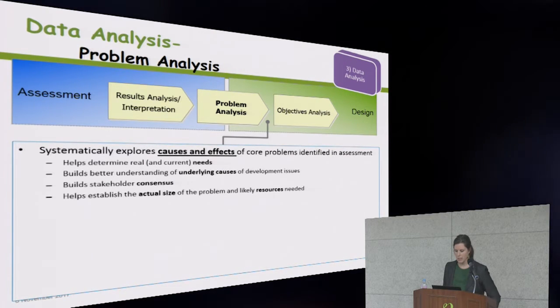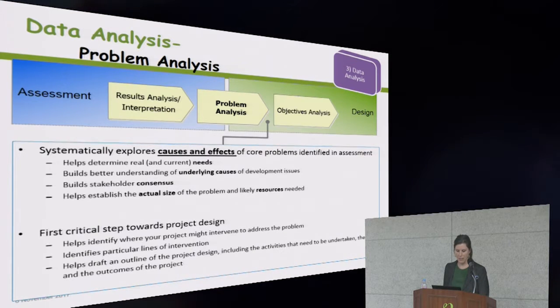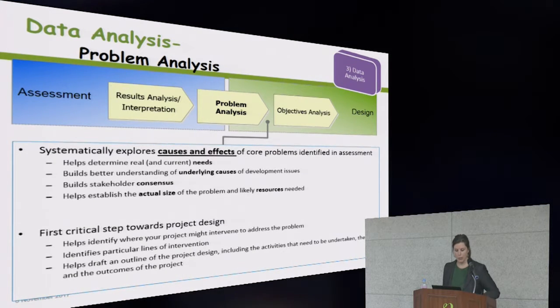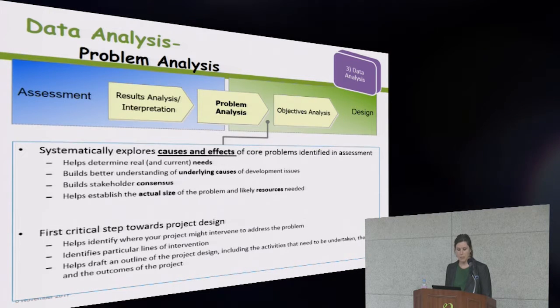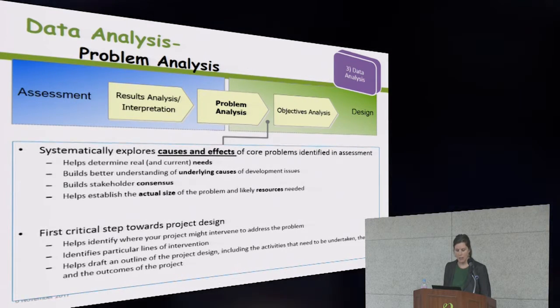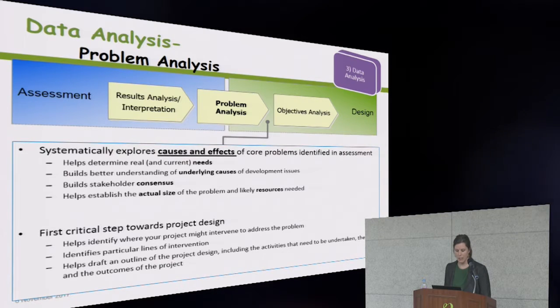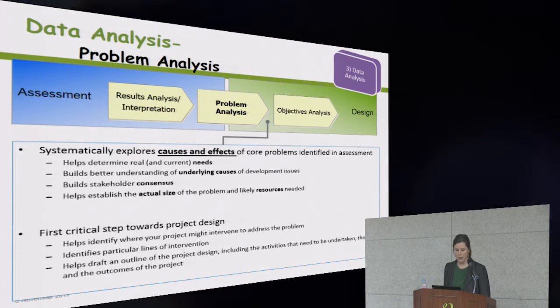So the problem analysis is often the first critical step towards project design. It helps identify where your project might intervene to address the problem. It identifies particular lines of intervention, and it helps draft an outline of the project design, including the activities that need to be undertaken, the goal, and the outcomes of the project.